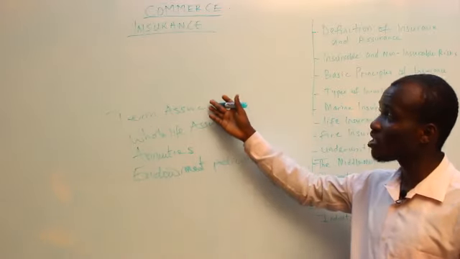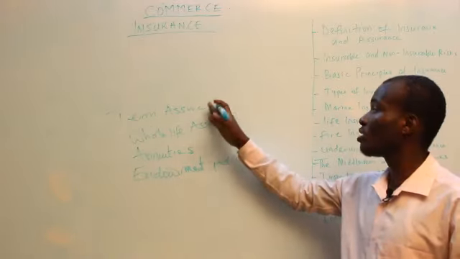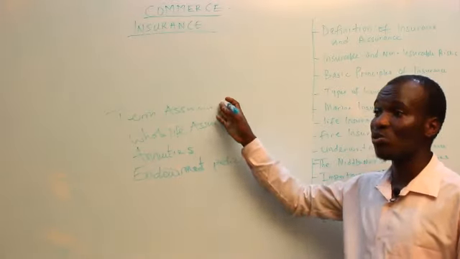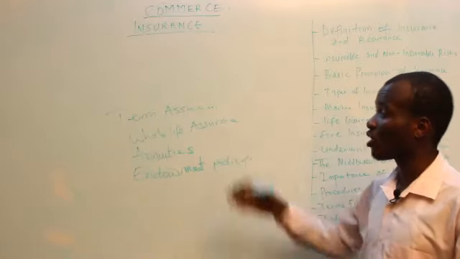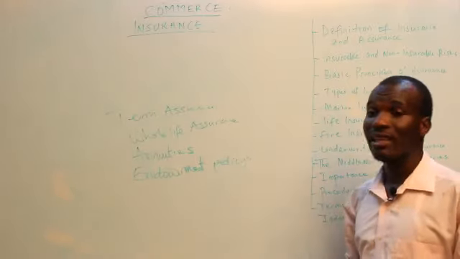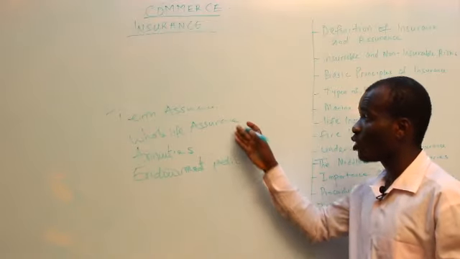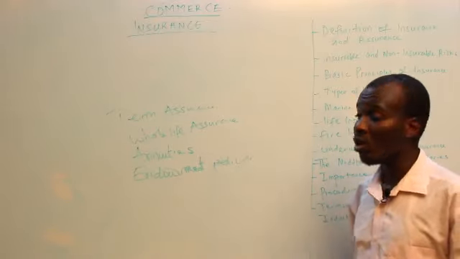So term assurance is a stricter form of life assurance policy. Within a certain period of time, the person must die before compensation can be paid. But this one is usually paid at the death of the person. So once the person dies, compensation will be paid to the dependents of the person.